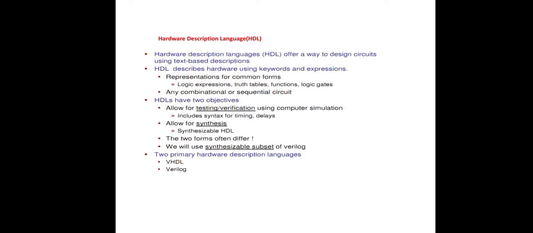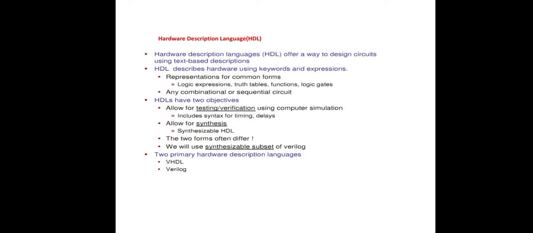There are two objectives of the HDL language: testing by computer simulation, and including the syntax of delays. That means this allows synthesis levels to form the other designs. We can also use a subset of Verilog. This is the basic information of HDL, the hardware description language. There are two main types of HDL. First is VHDL and second is Verilog.